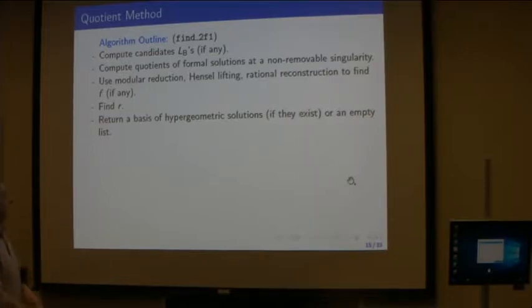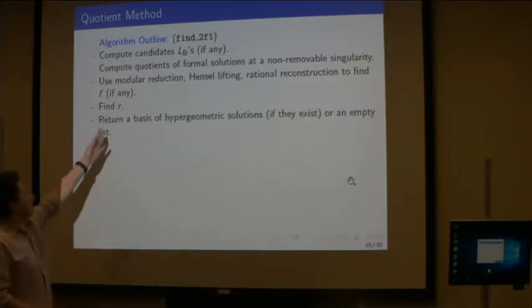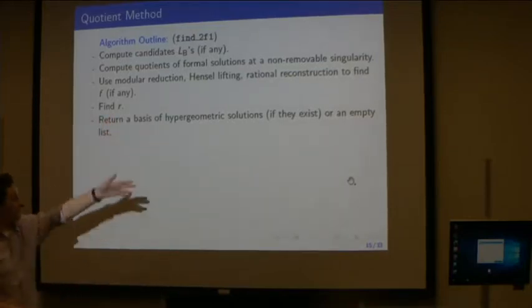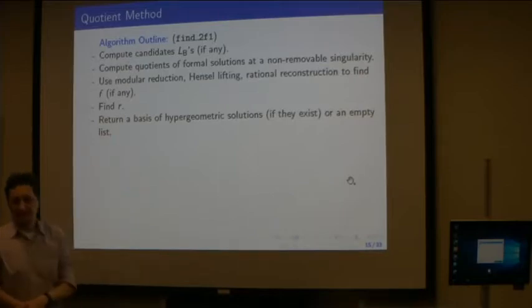I implemented this algorithm in Maple. So the first step: compute candidates, then compute quotients of formal solutions at a non-removable singularity, then use modular reduction and lifting, and if they exist, find R, then if they exist, find a hypergeometric solution, form the hypergeometric solutions, or return an empty set. These are the general steps of our first algorithm.